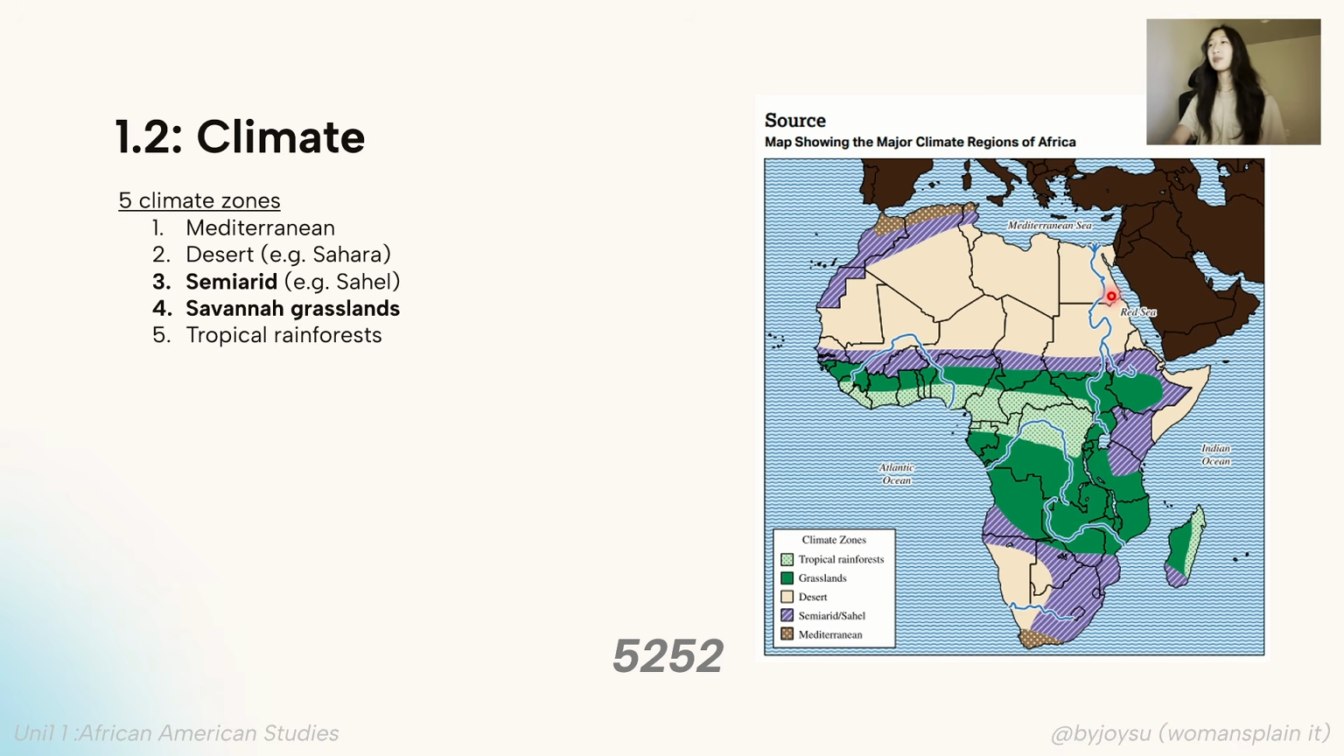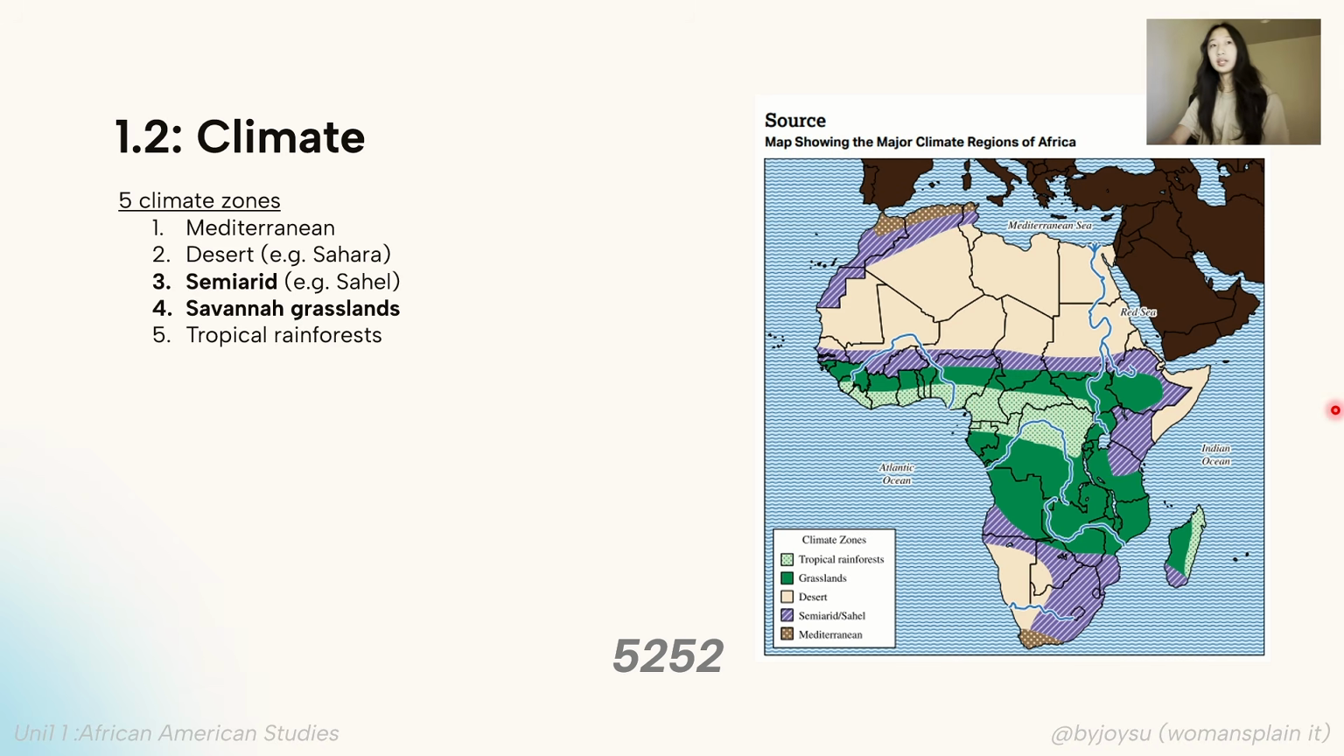There's something in environmental science called a Hadley cell that picks up water from these areas above and below the equator and basically dumps it into the middle. That makes dry deserts to the north and south with super humid tropical rainforests around the equator. From that, we can notice these 5 climate zones: 1, the Mediterranean, 2, the desert or the Sahara, 3, the semi-arid, so that's the Sahel, 4, the savanna grasslands, and 5, the tropical rainforests.